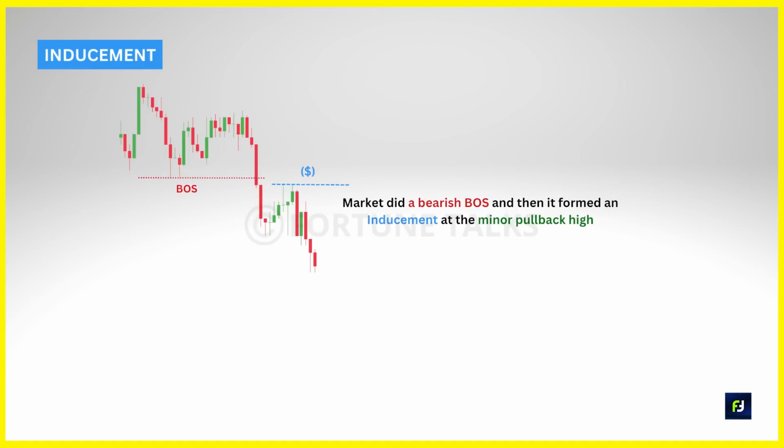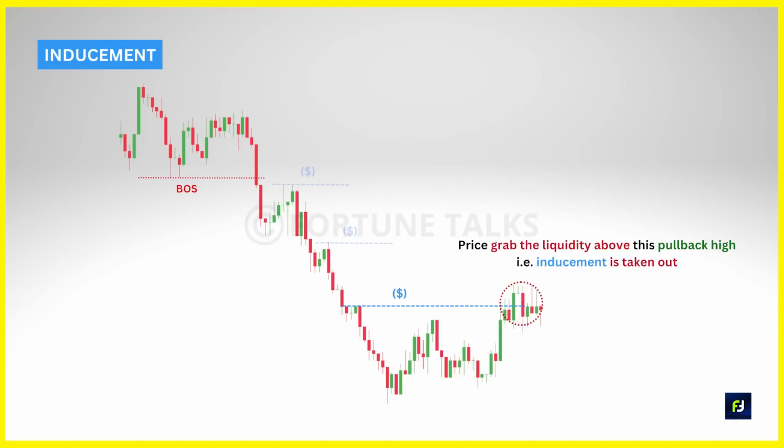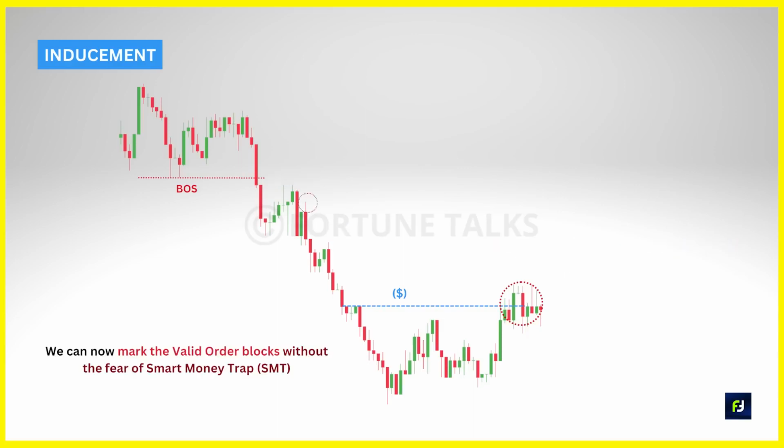In this case, the price made a bearish breakout structure below the previous swing low, and then it formed a minor pullback higher. We will draw a line at the high of this pullback with a dollar symbol to mark the inducement level. And as you can see, the market moved lower without taking out this inducement. Then it formed another minor pullback, so now we will shift our inducement level to this pullback high. Then you can notice how the price moved higher and grabbed the liquidity above this pullback level, or in other words, our inducement is taken out. Once the inducement level is taken, we can look towards other order blocks for taking a trade.